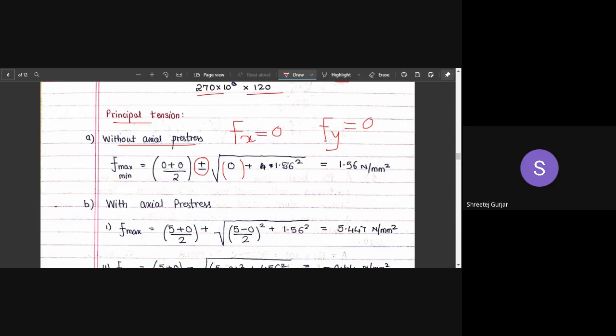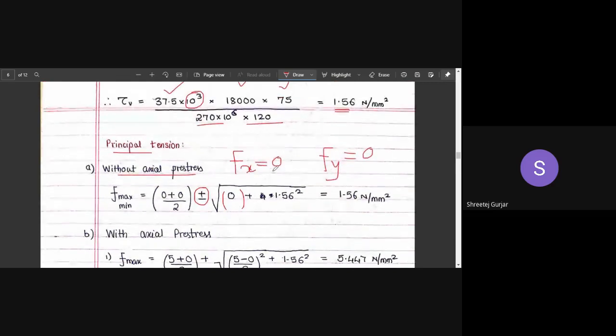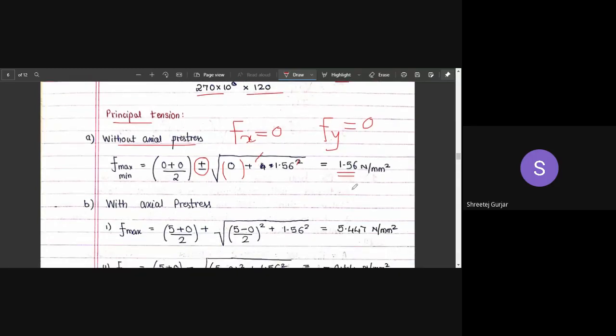Now, plus tau v square. What is the value of tau v? It is 1.56. So the square and the square root cancel off, and you will get 1.56 Newton per mm squared, plus for F maximum and minus for F minimum. Okay, so this is the first case wherein we have substituted without the axial pre-stress.